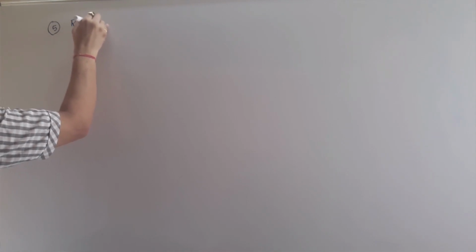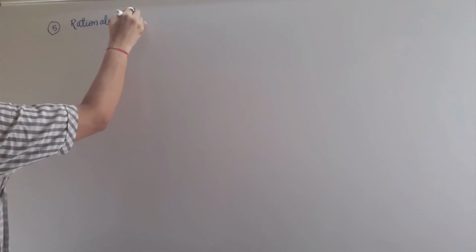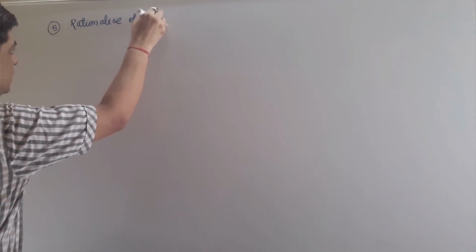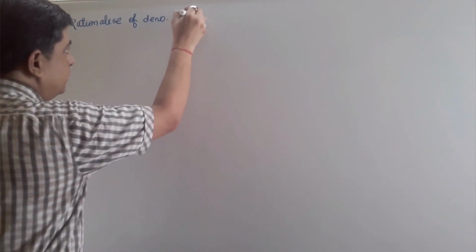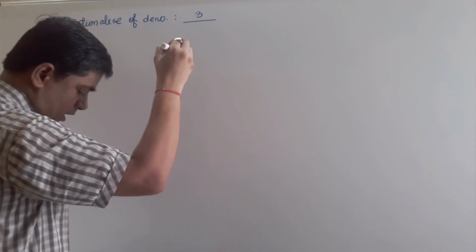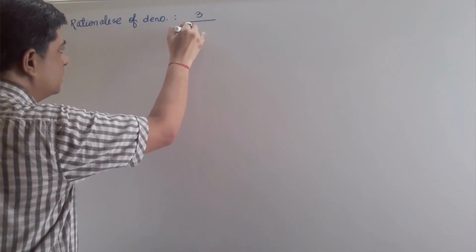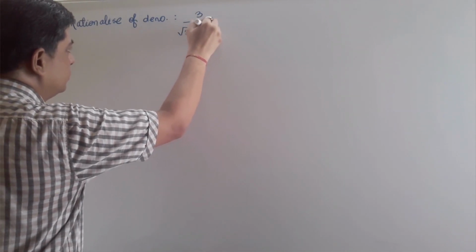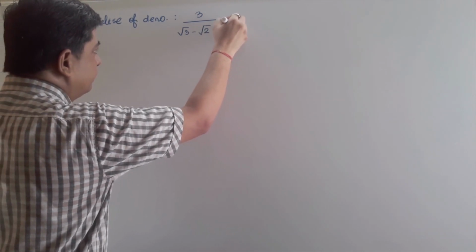Now in question number 5, in the fifth question we are given: rationalize the denominator. Why am I taking this question? Already I have taken many questions on rationalizing the denominator. Here the term given is 3 upon under root of 3 minus under root of 2, and then plus under root of 5.